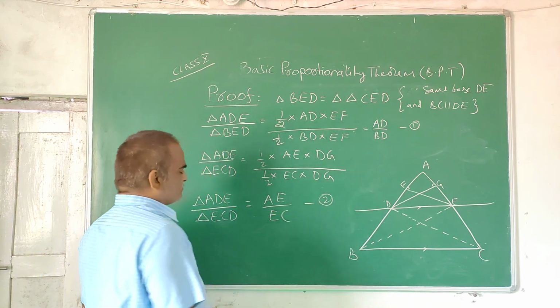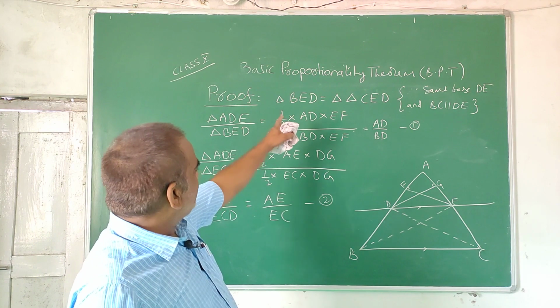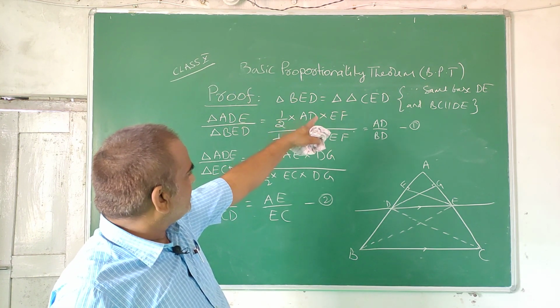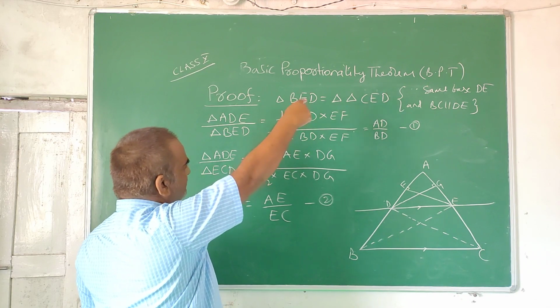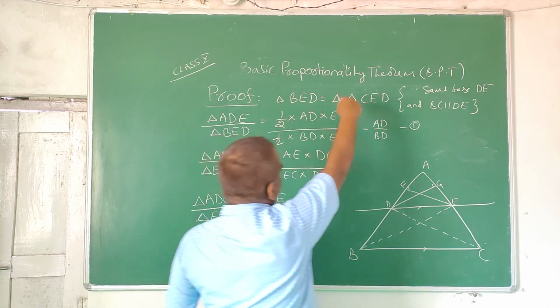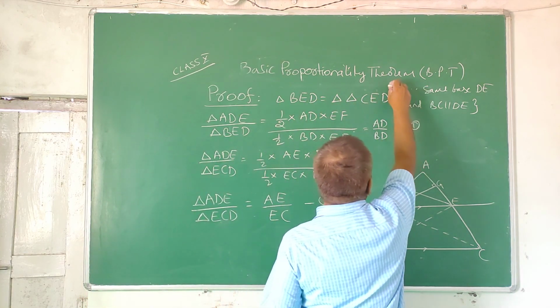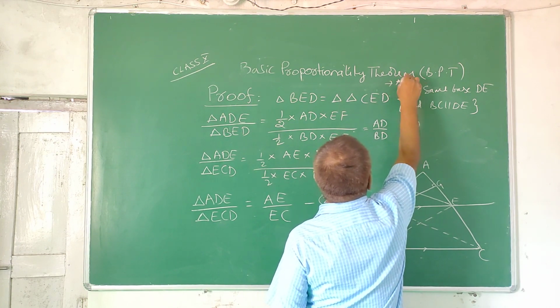See, this is true. But already we have proved that triangle BED is equal to triangle ECD. These two triangles are equal in areas. So we have proved this result by using this theorem. Say this is the result star.